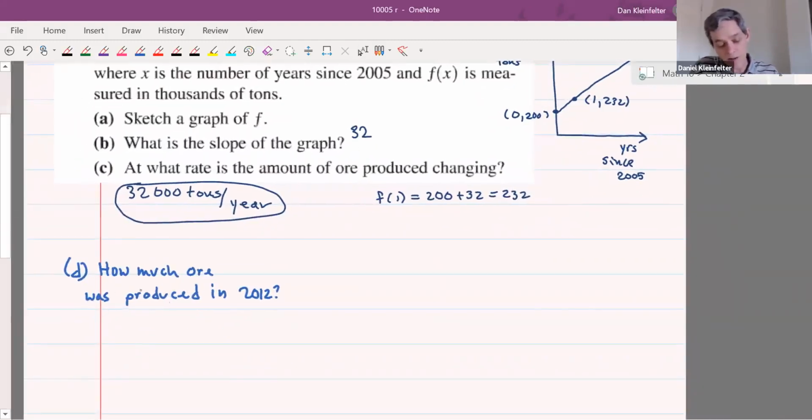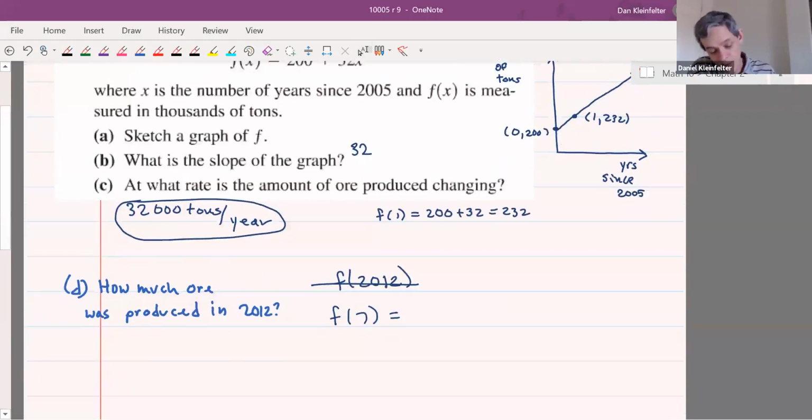Okay, and then one other question, we want to know how much ore was produced in 2012. So here you want to be really careful about what the function is representing. The function represents the number of years since 2005, so you definitely don't want f of 2012, right? So 2012 is how many years past 2005? It's 7 years, right? So we actually need f of 7, okay?